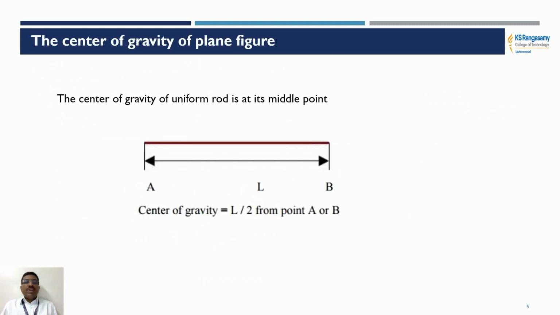Consider the center of gravity of a plane figure. Consider a uniform rod of length L. The points A and B are shown as the starting and end points of the rod, and the length between A and B is L. For this rod, if you want to find the center of gravity, it can be taken as L by 2. That is, at the midpoint of the rod AB we can find the center of gravity of this uniform rod. So the center of gravity of the uniform rod will be at the middle point.